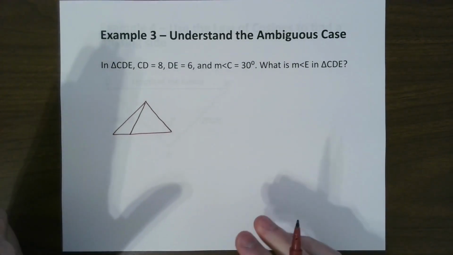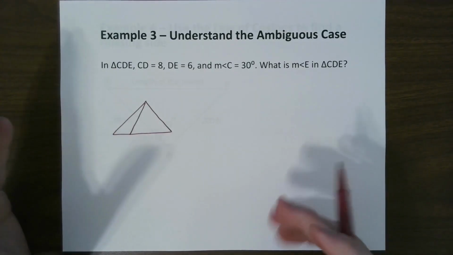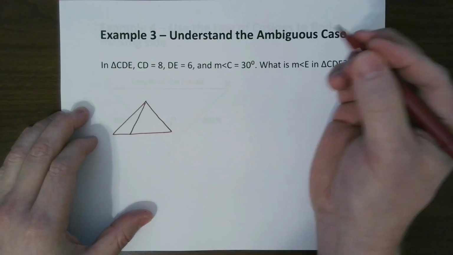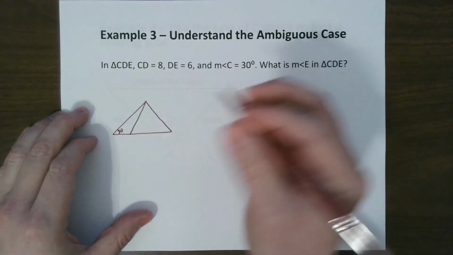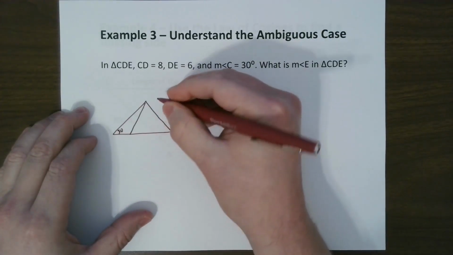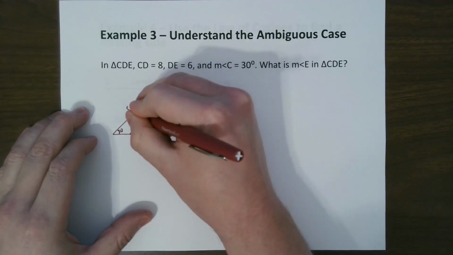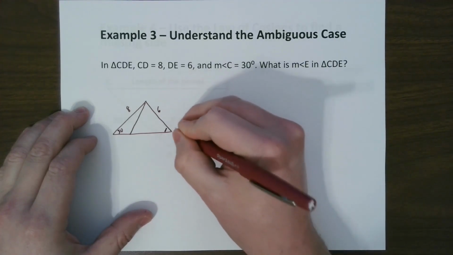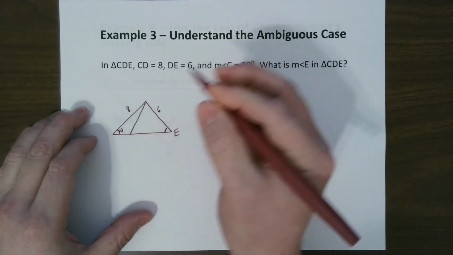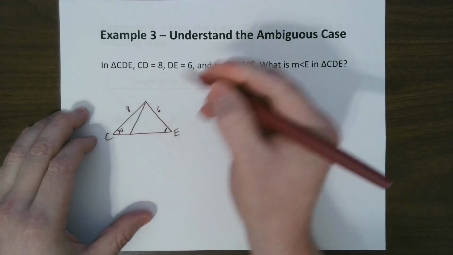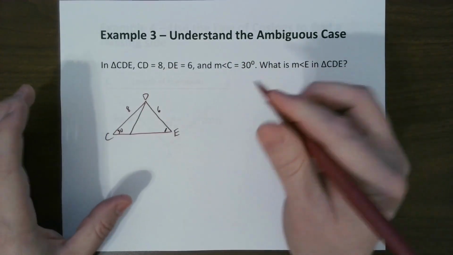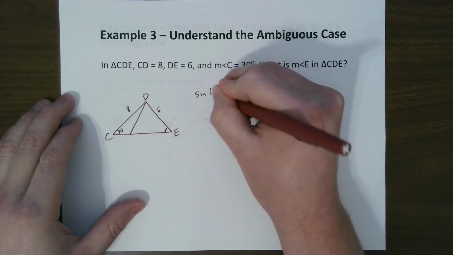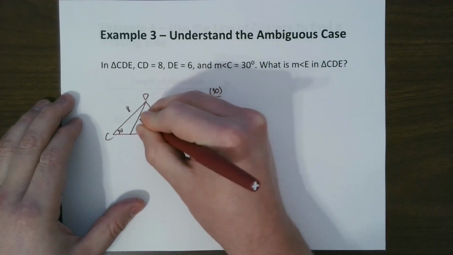Just to give you an idea of what it is, let's set this up real quick. So this is 30 degrees. This side is 6, and this side is 8. So we're trying to find this angle here, which we'll call E. We'll call this one C, this one D. So what we're going to do is sine of 30 over 6, because mind you, this could be 6 too.